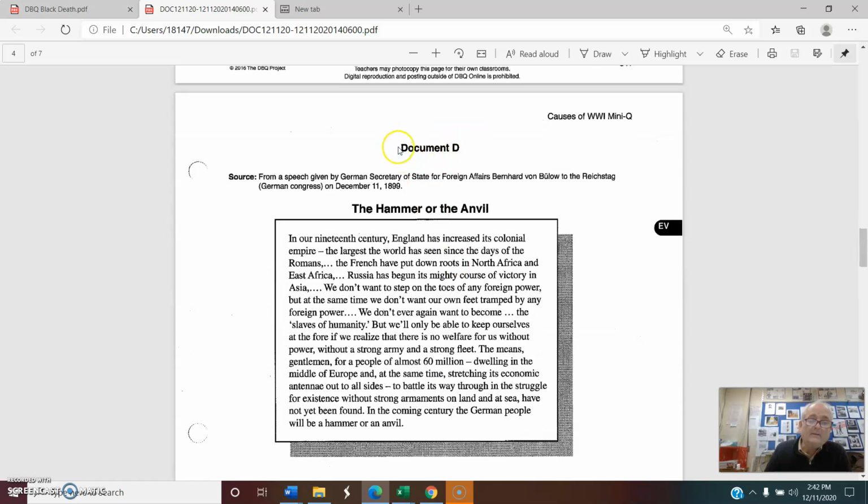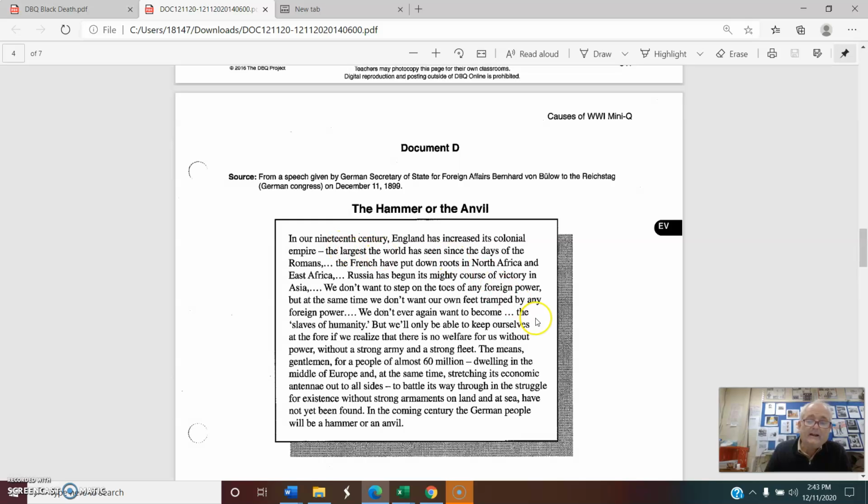Now document D, you want to read where the source comes from. This was a speech given by the German Secretary of State for Foreign Affairs, Bernhard von Bülow, in the Reichstag, or the German Congress, on December 11th. Oh gosh, that was this day, in 1899. It is called the Hammer or the Anvil. Okay, so we have a speech here, and we need to read this in entirety.